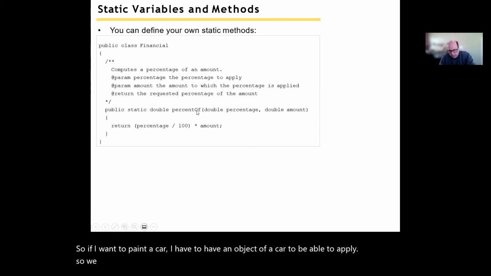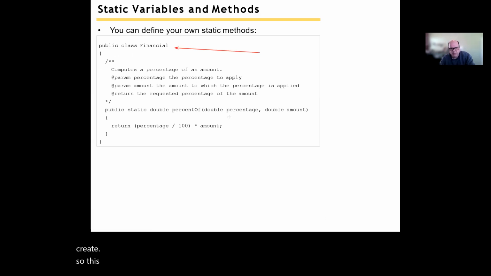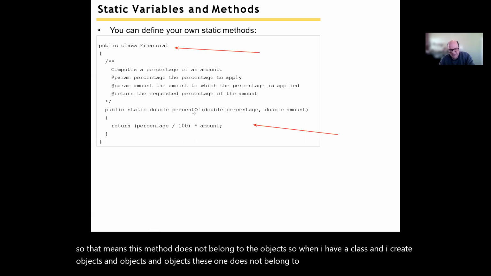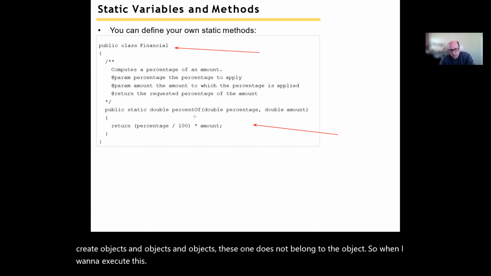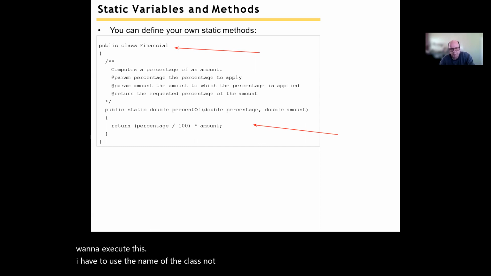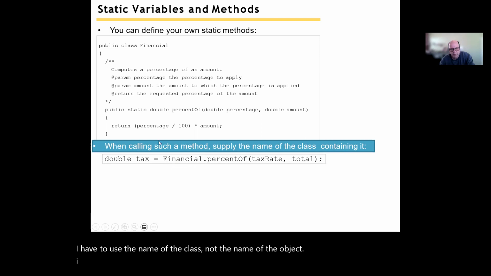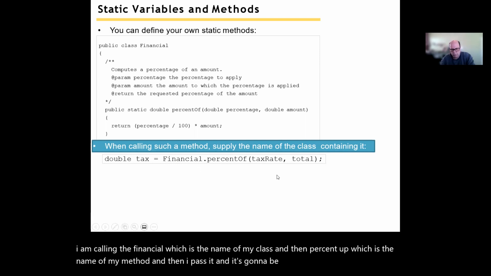So we can create our own static method. That would be something like this, that we can create. This one is my regular method. This one is my static method. That means this method does not belong to the object. So when I have a class and I create objects and objects and objects, this one does not belong to the object. When I want to execute this method, I have to use the name of the class, not the name of the object. So I am calling Financial, which is the name of my class, and then percentOf, which is the name of my method, and then I pass it a value and it's going to be used. So that's the way we can use this.